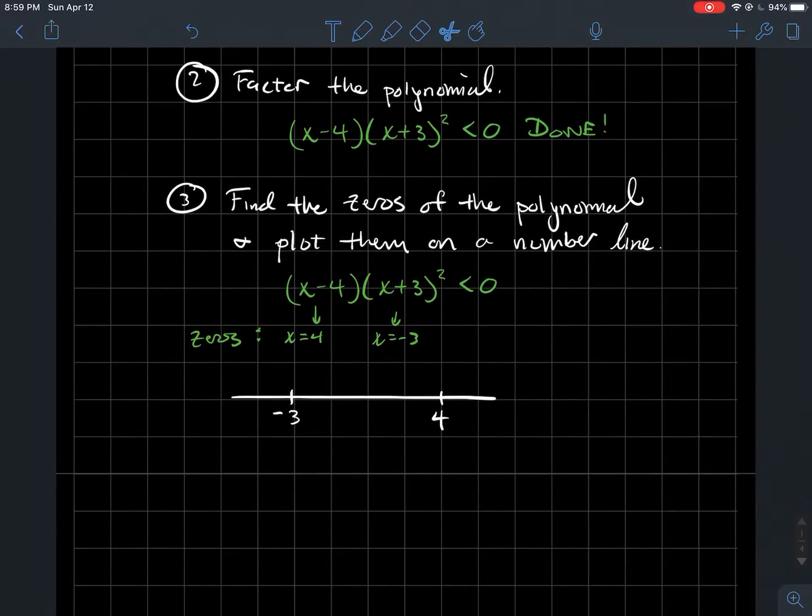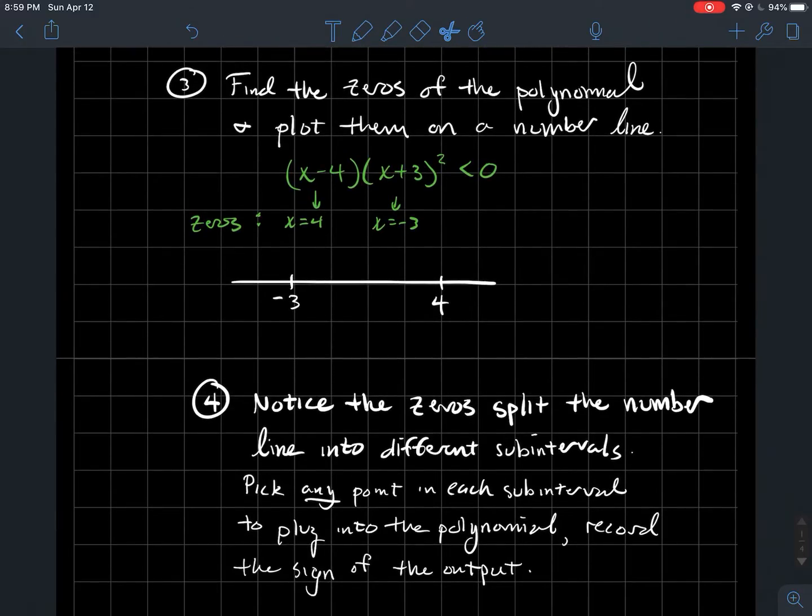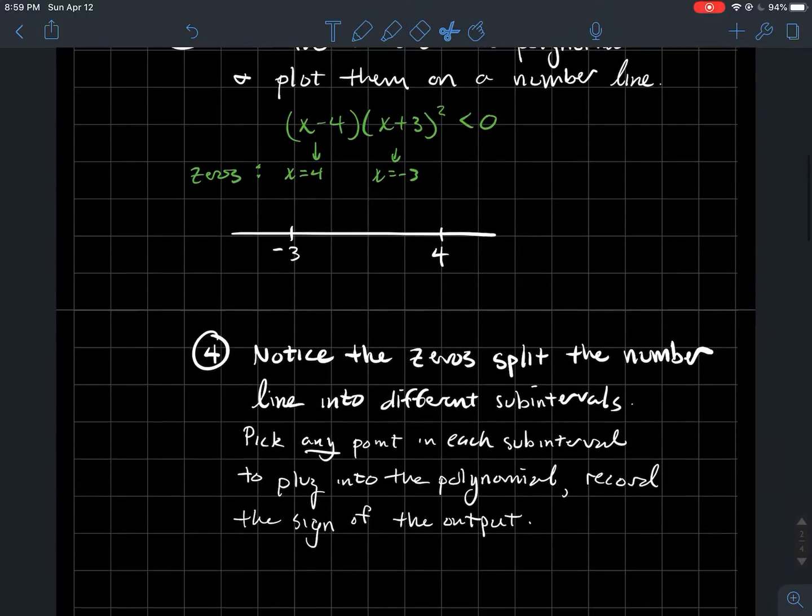All right, so here's where we are so far. I've taken the number line and plotted these two special points on it. If I look at that number line, there are in this case 3 subintervals that the zeros split the number line into. In each one of those subintervals, we'll pick any point that we want, and we'll call it a test point, and plug it into our polynomial. All we care about is, do I get a positive or a negative number?